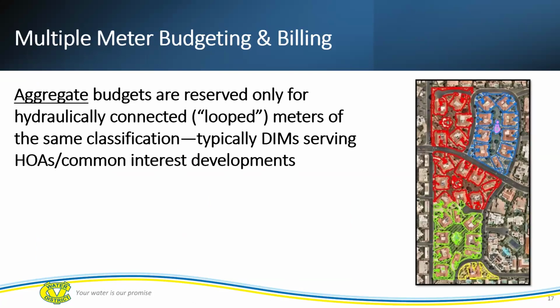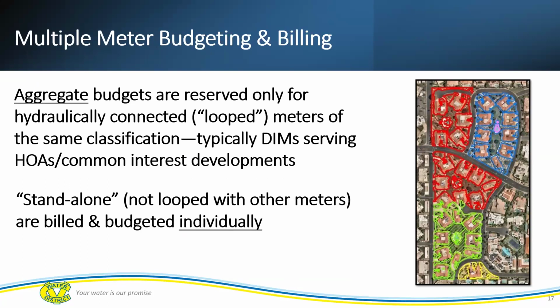So because of the large number of HOAs in our service area, we have a lot of large landscape customers with multiple meters. And with implementation, these meters were grouped together and budgeted with an aggregate amount of landscape area served by all the meters. But over time, we've come to realize that aggregate billing for meters that are not hydraulically connected is less likely to incentivize leak repairs and other water saving measures.